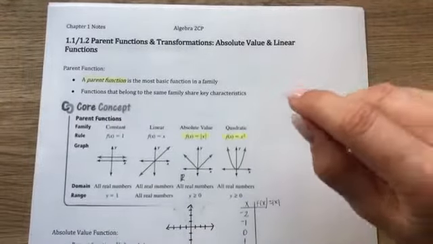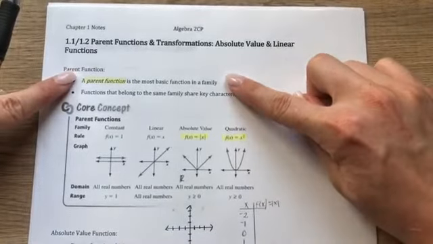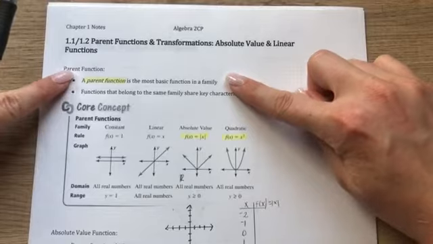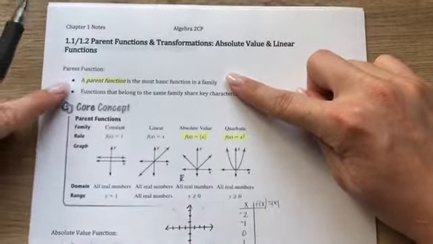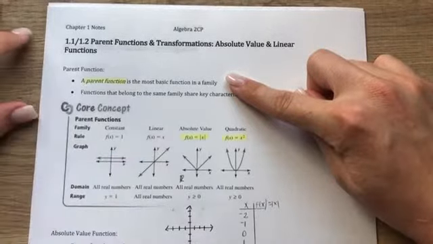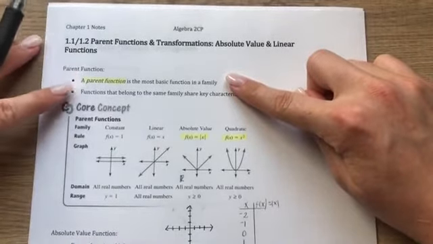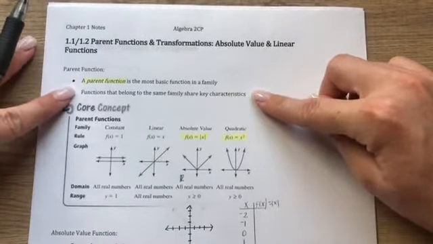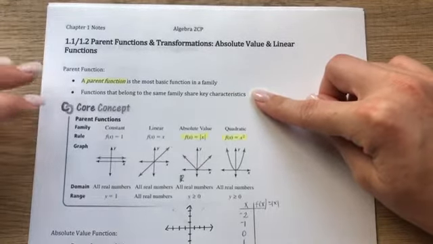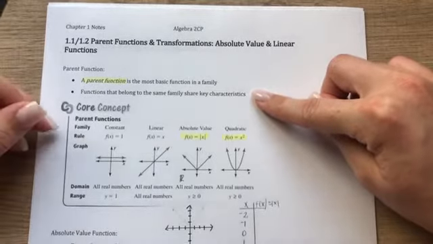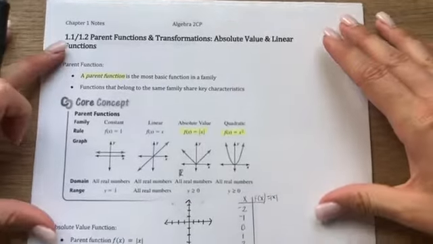A parent function is just the most basic function in any function family. There is one parent function for each different type of function. And these aren't the only types, but they're the four that we're going to look at today. Functions that belong to the same family share key characteristics. So that's why we study them, in order to graph more complex functions using transformations.